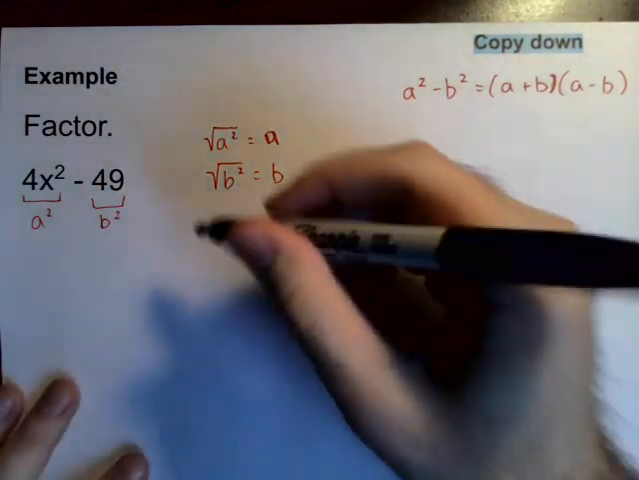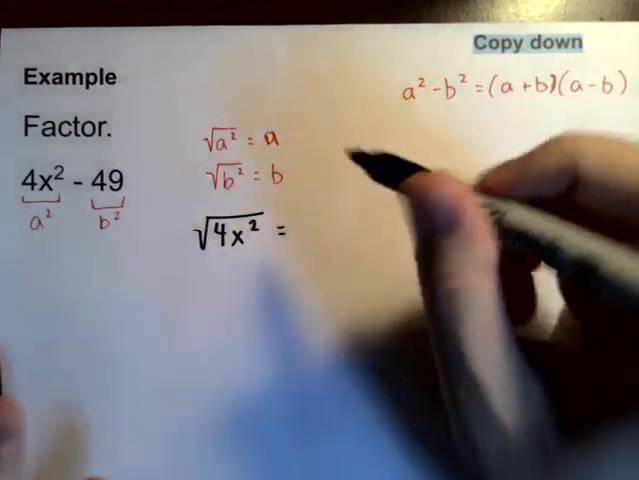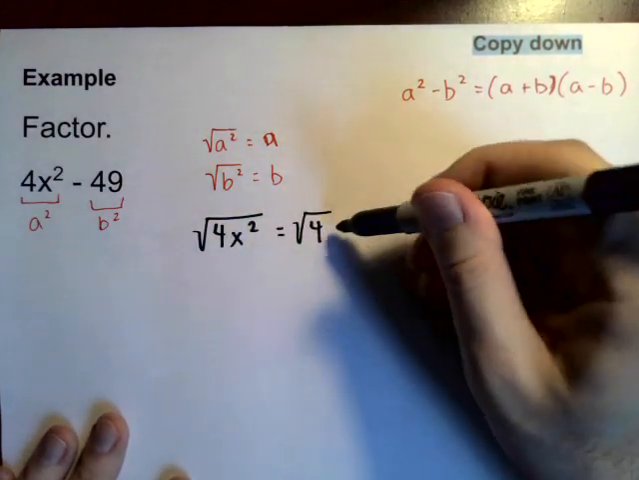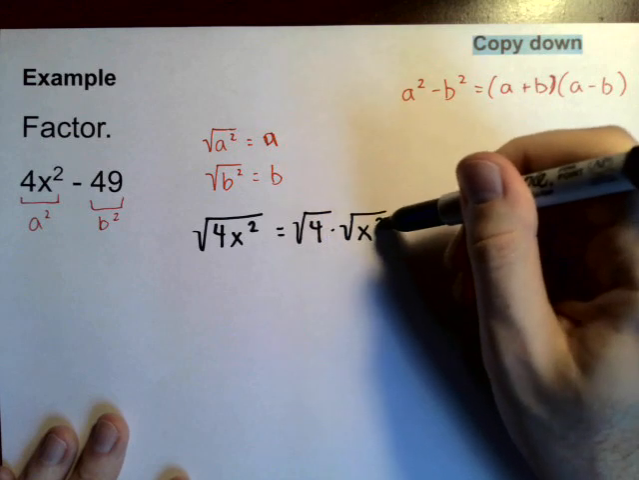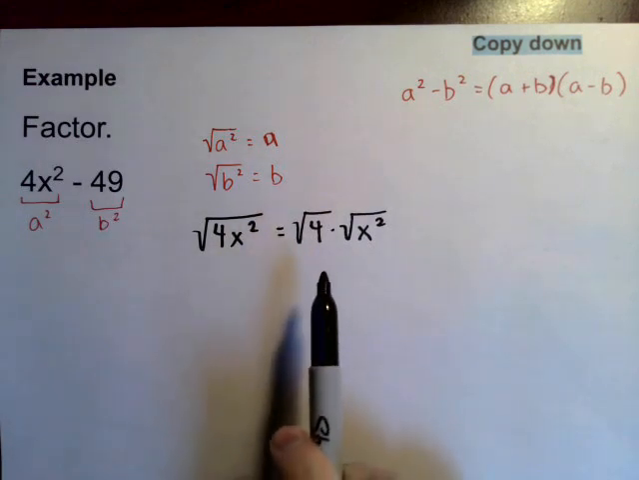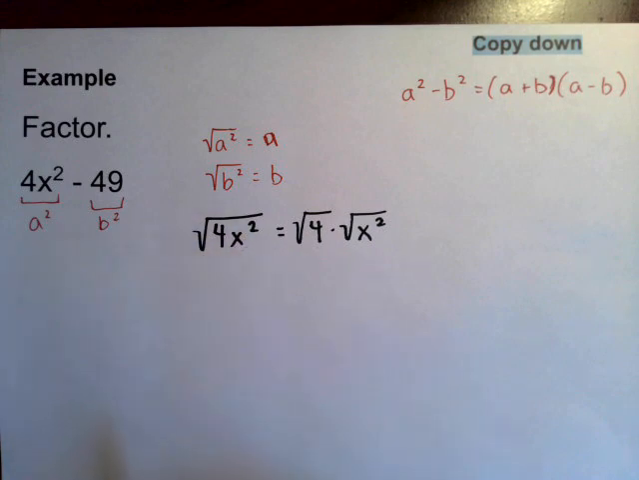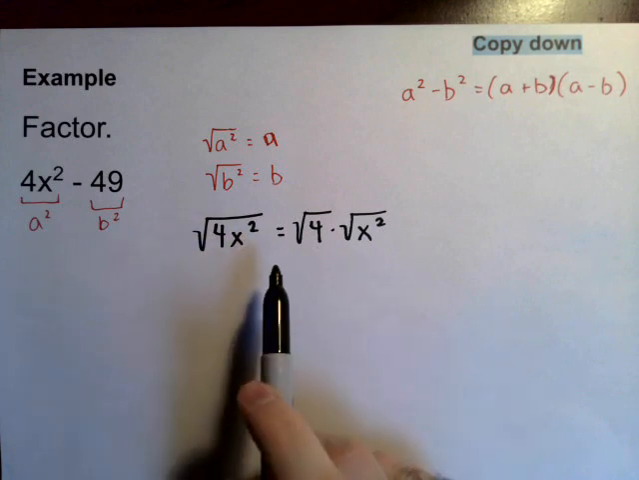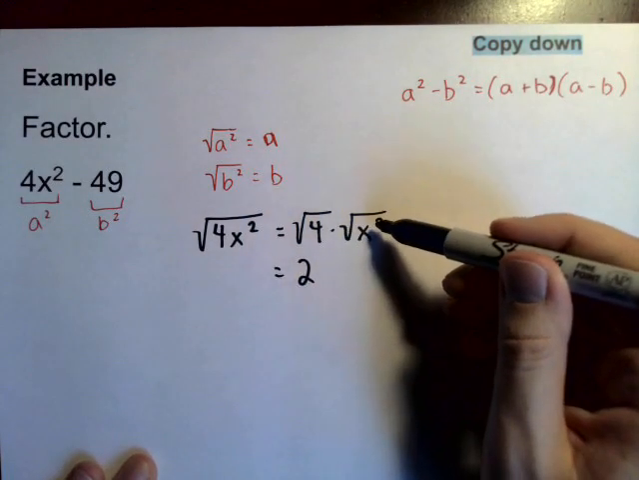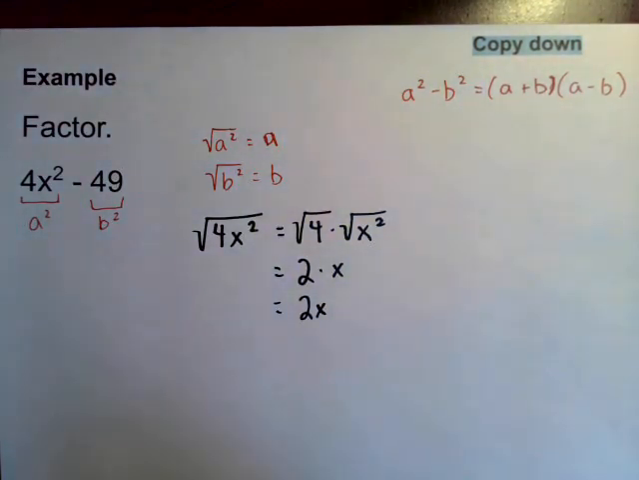So first, we want to know the square root of 4x squared, which is kind of like saying we want the square root of the coefficient multiplied by the square root of the variable term. So just like when we were doing common factors, you still have to look at two parts separately. You have to look at the number part and the variable part. So the square root of 4, we know that that's 2, and then the square root of x squared, we know that's x. So that means the a term is going to be 2x.